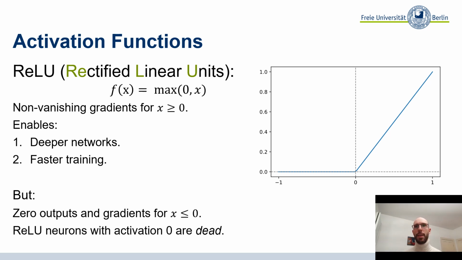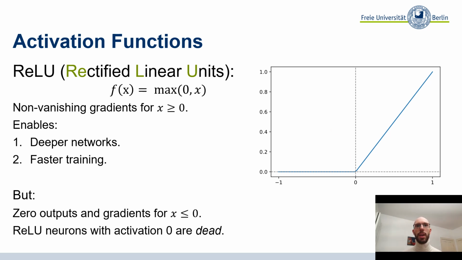And it has a very nice property, namely that we have non-vanishing gradients for x larger than 0, because the ReLU never saturates, so we always have the same slope, and so we always get big gradients, and we can better train our network. So we can build deeper networks, and we can train our networks faster. But there's a problem. When our x are negative, the output is 0 and the slope is 0, so we do get 0 gradients here.